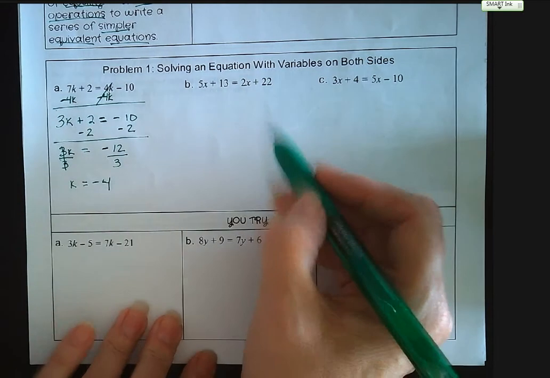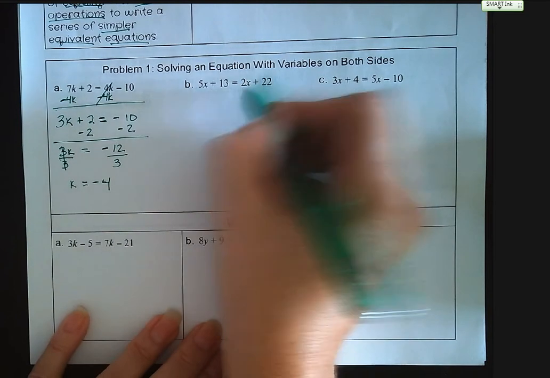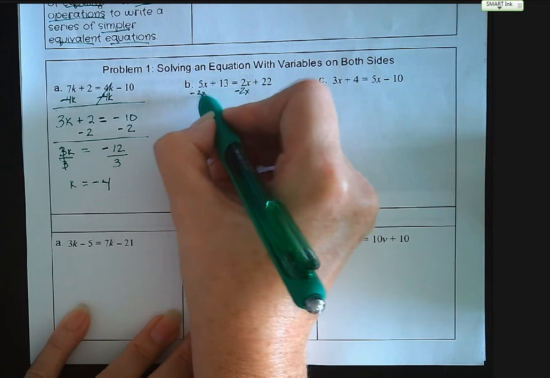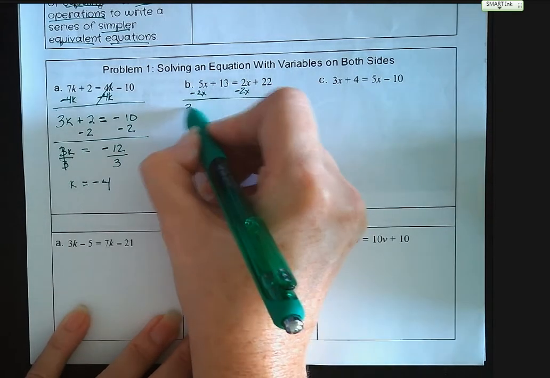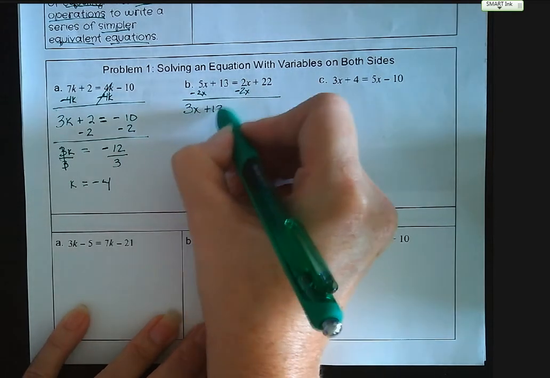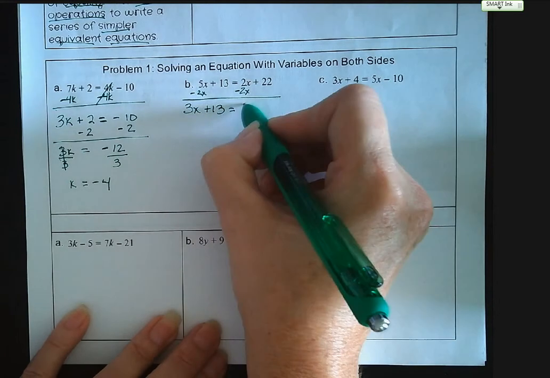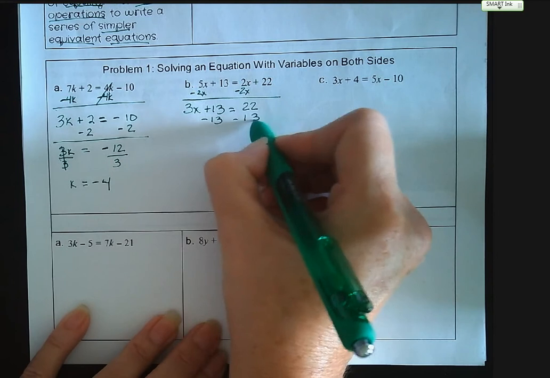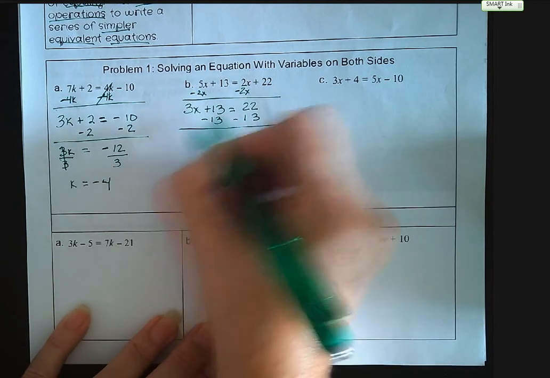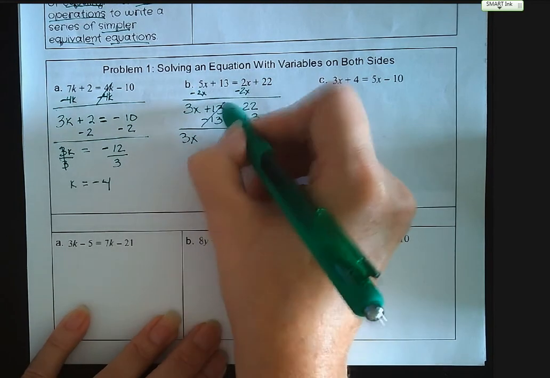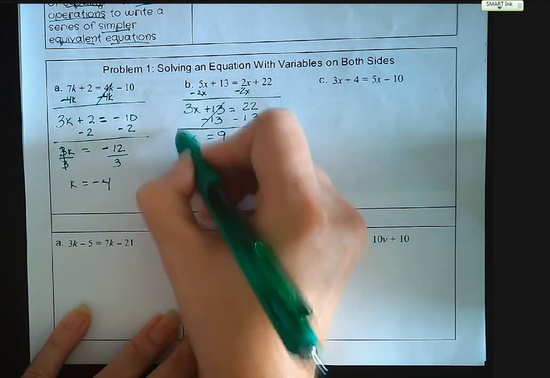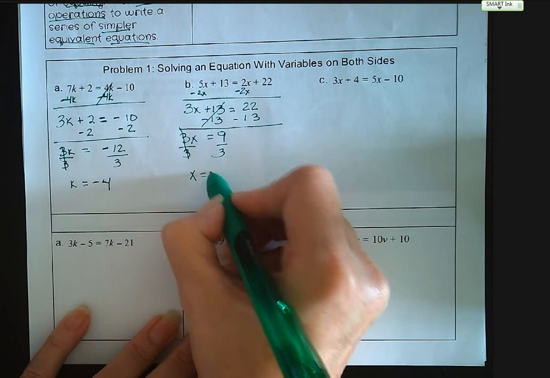All right. Letter B, we've got 5x plus 13 is equal to 2x plus 22. So we're going to start by subtracting 2x from both sides of the equation. So we get 3x plus 13 is equal to 22. Subtract 13 from both sides. And 3x is equal to 9. Divide both sides by 3. X is equal to 3.